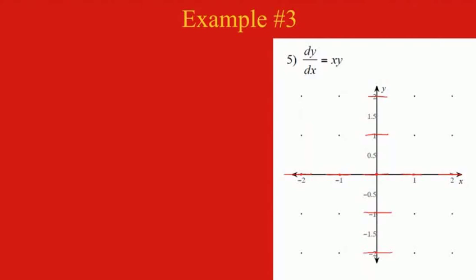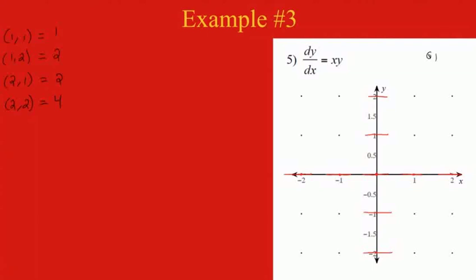So in this quadrant 1 area, we have the points (1, 1), (1, 2), (2, 1), and (2, 2). So we have to do those x times y's for each of those to find a slope. So we multiply each of those values. We're getting 1, 2, 2, and 4. So those are all positive values.